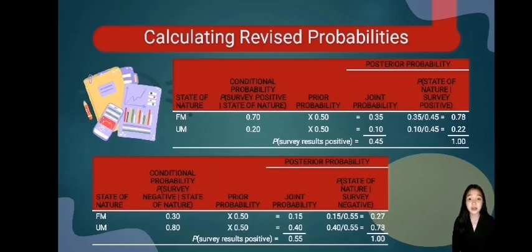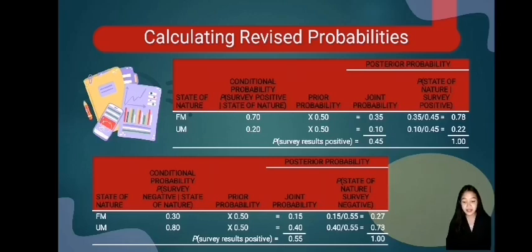However, there is another way to simply calculate the revised probability, since the given formula is quite complicated as we hear it. Let's say, for example, we have given prior probabilities of 0.50 for both the favorable market and the unfavorable market. We also have conditional probabilities of 0.70 favorable market and 0.20 unfavorable market state of nature given a positive survey result. While for a negative survey result, we have 0.30 favorable market and 0.80 unfavorable market state of nature.